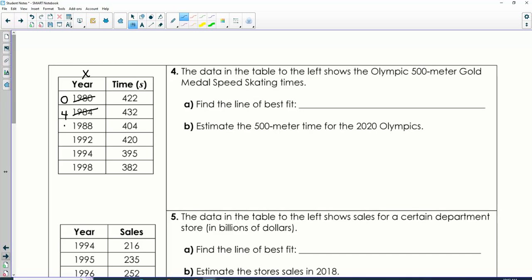1988 would be 8, 1992 would be 12, 1994, and I didn't keep following the same pattern, did I? 1994, I only went up 2 that time. 14 kind of tricked us. We're in a weird point there. 1998 minus 1980 gives us 18. So all of them were going up by 4 except that one. So we kind of have to watch. Let's enter those.